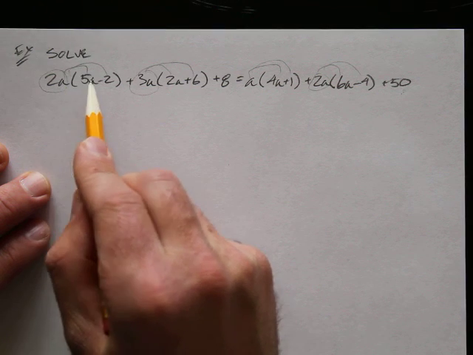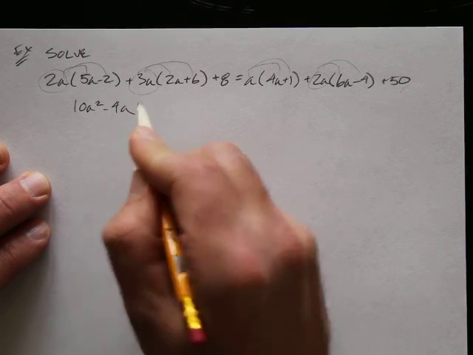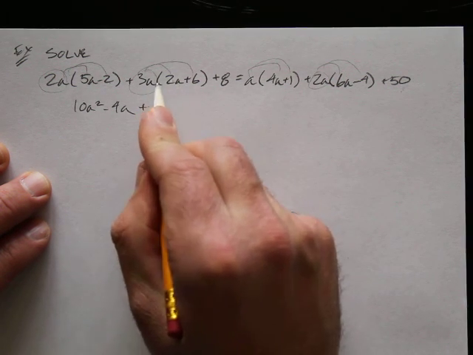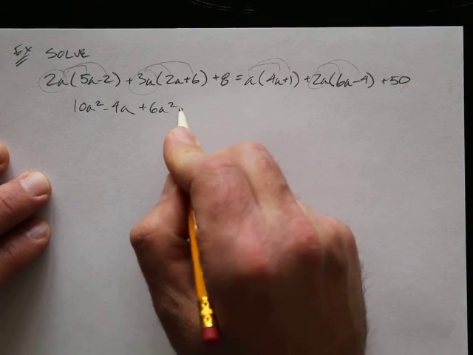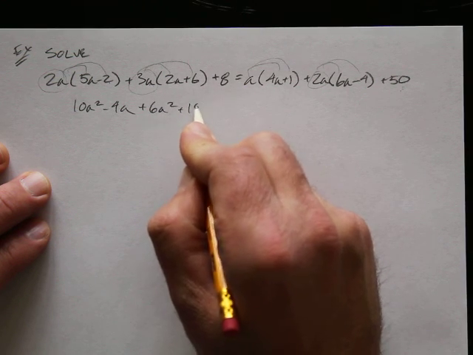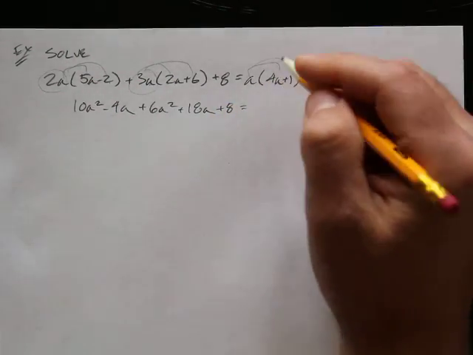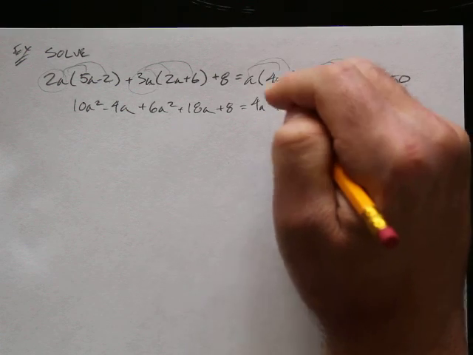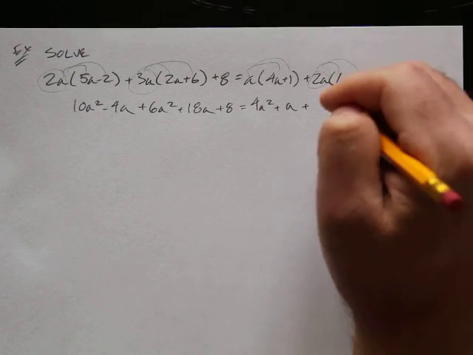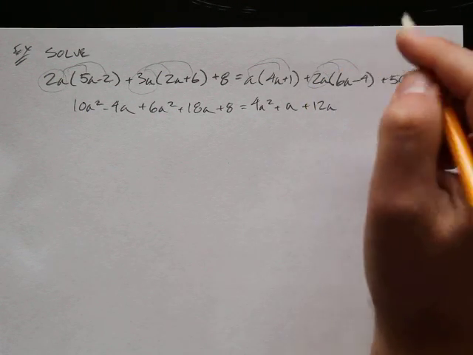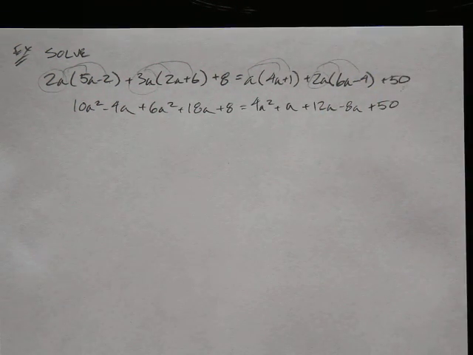So 2a times 5a is 10a squared. 2a times negative 2 is negative 4a. Plus 3a times 2a is 6a squared. 3a times 6 is plus 18a. Then remember that plus 8. a times 4a is 4a squared, plus a times 1 is 1a, plus 2a times 6a is going to give me 12a. 2a times negative 4 is negative 8a, plus 50. All right, we've distributed everything.